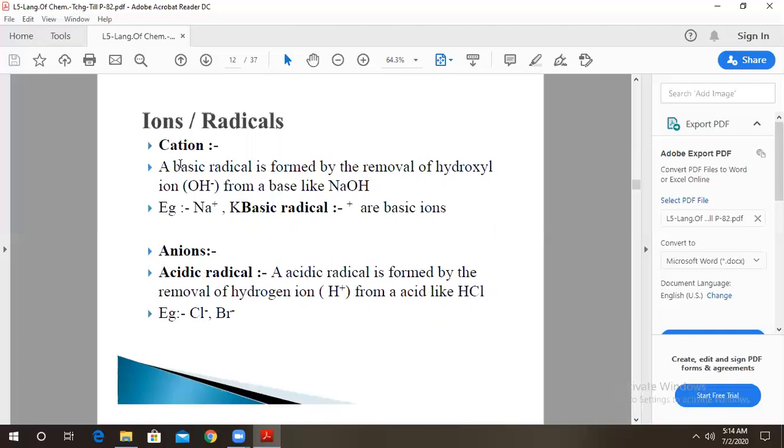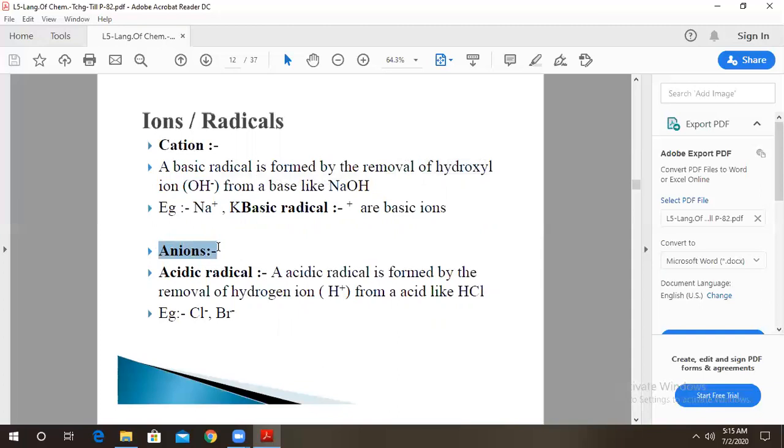These cations are also called basic radicals. We can define a basic radical as one formed by removal of the hydroxyl group, that is the OH group, from a base like NaOH. So from a base like NaOH, when I remove this OH minus, what will remain is Na plus. Similarly K plus. So these are all basic radicals, or basic ions.